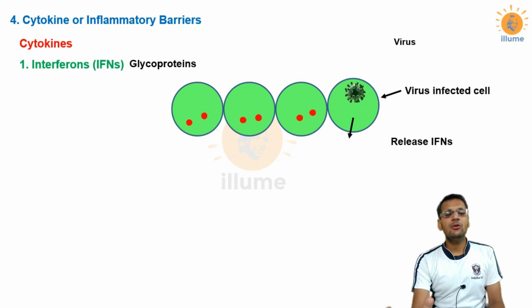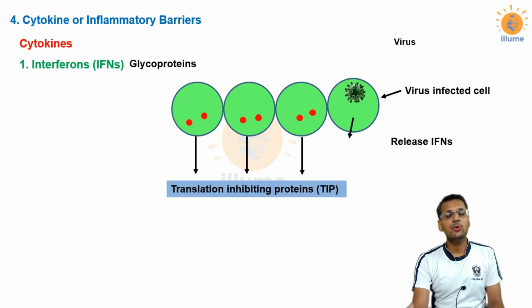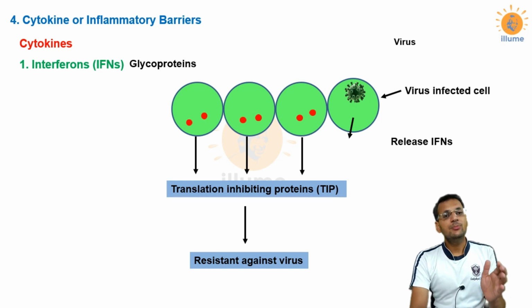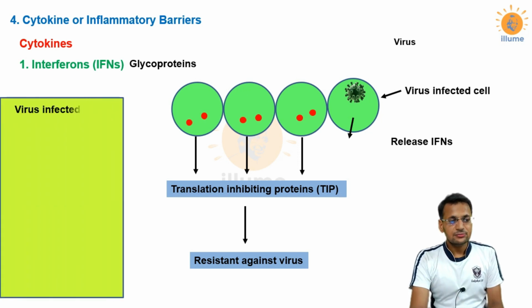Now when the interferons enter these adjacent cells, then these adjacent cells produce a protein called translation inhibiting proteins, and because of the production of these translation inhibiting proteins, these cells are now resistant to this particular virus. So what has interferon done? Interferons has helped in providing resistance to those cells that are still not infected with the virus.